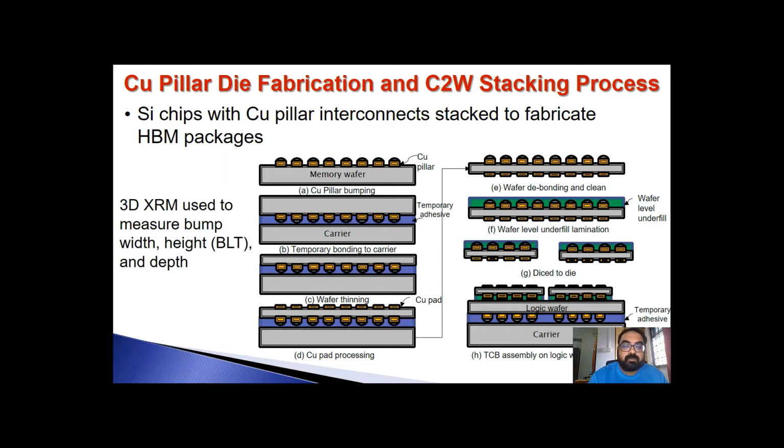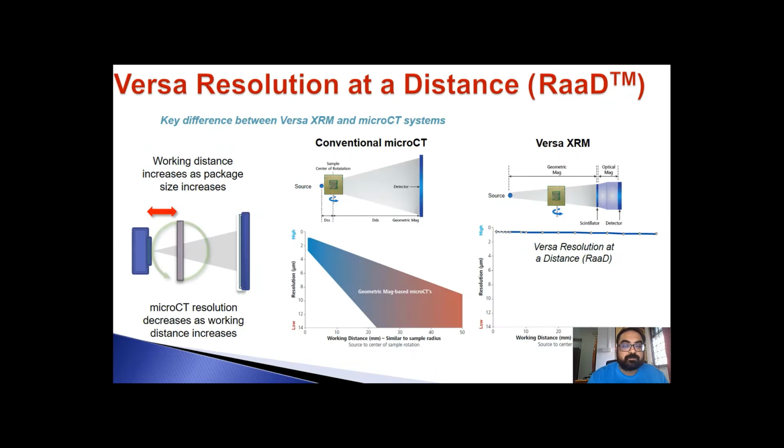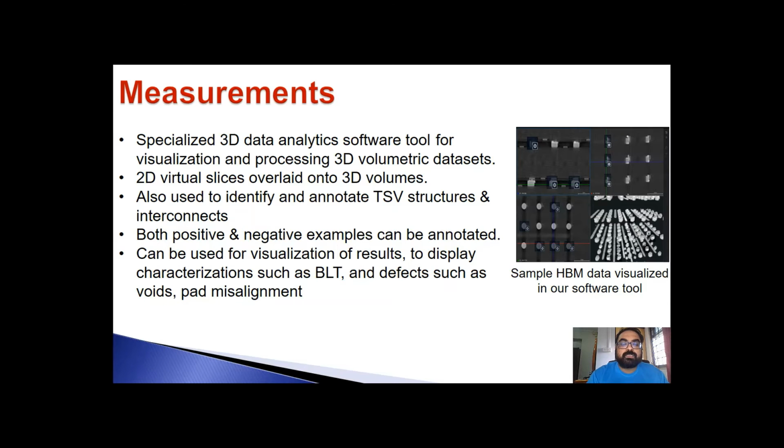And after that, we'll dice it to die and then perform our assembly on the logic wafer to get our logic bumps and memory bumps. And similar to TSVs, we will use the 3D XRM tool to measure their width, height, and depth for testing. So once we have fabricated the data and performed our measurement, the next step would be to visualize or analyze the data.